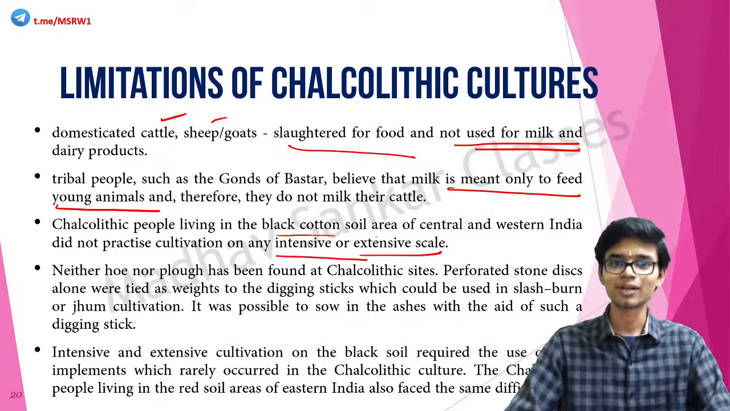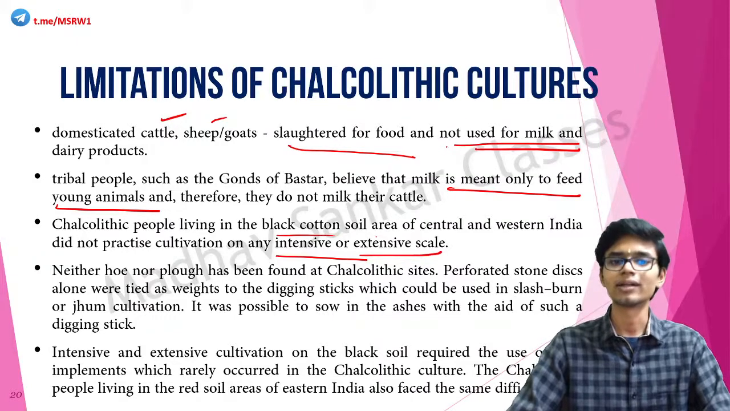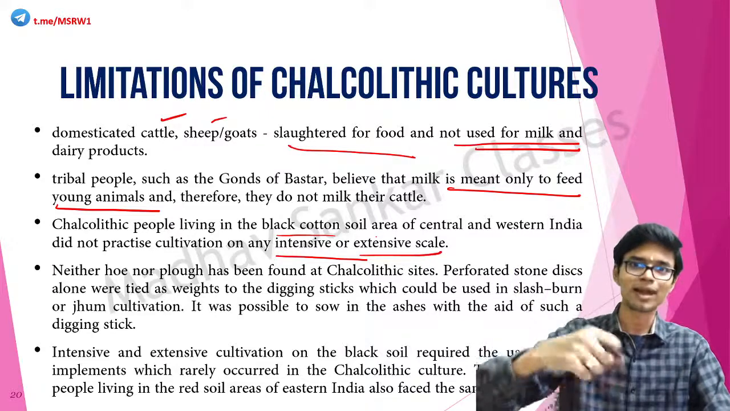Now, as far as the Chalcolithic people who lived in the central Indian region, the Deccan region, are concerned, we find that there has not been much extensive or intensive cultivation. Why? Because black soil is very typical. It is not easy to plow through black soil. Black soil is a bit sticky. So your normal wooden implements are not enough to dig through the black soil.